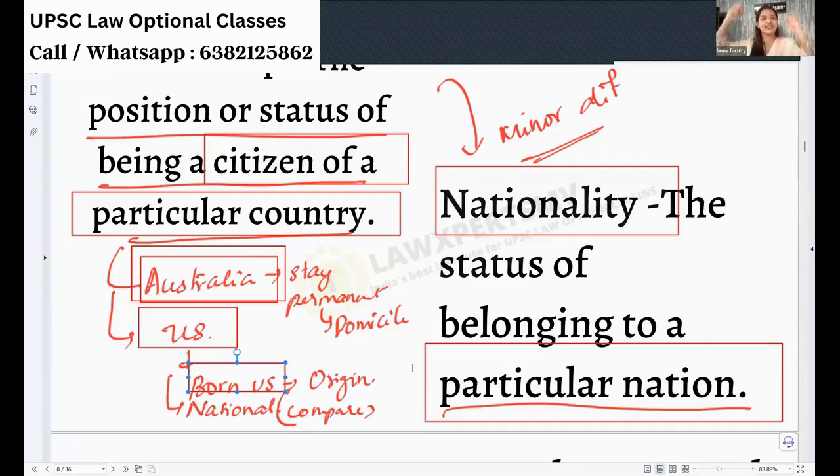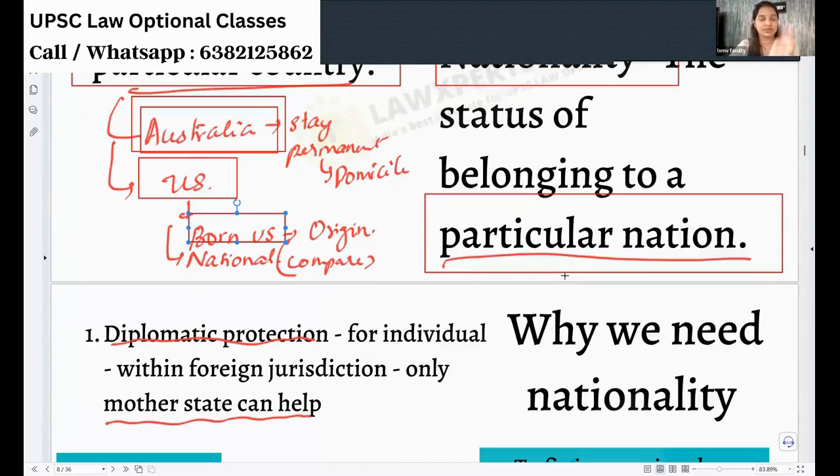Where he is naturally connected, where he has his heart and soul, where he owes allegiance, that is the nationality. So he is always in US. He's buying property in US. Wherever he earns, he comes back to US. So his natural connection is with US. So his nationality will be US. Okay. This is the slightest difference, but they're not going to ask you to differentiate citizenship and nationality. Definitely they won't. Okay. So this is just for your understanding.